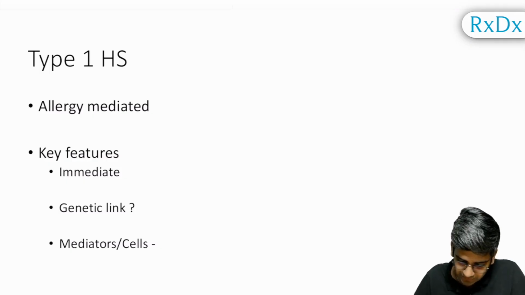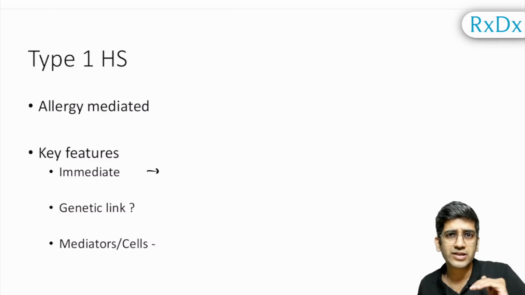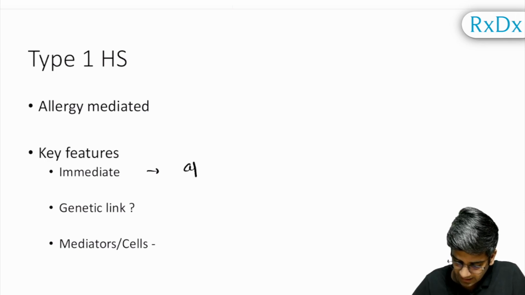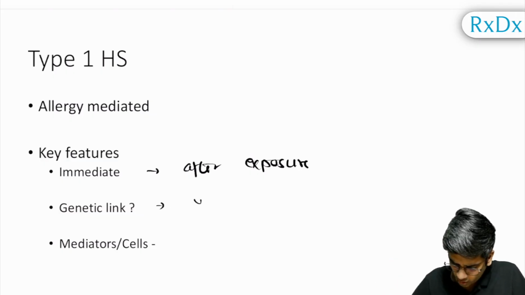So here, there are a few features. It is immediate, obviously, immediately after exposure, but there is a pathogenic event called the sensitization phase, where I won't have any symptoms, right? It's immediate after exposure to an allergen, but like I said, a caveat: after the sensitization phase, right? Genetically, obviously there is a predisposition.